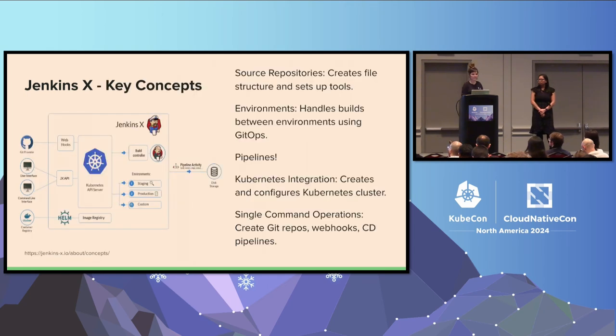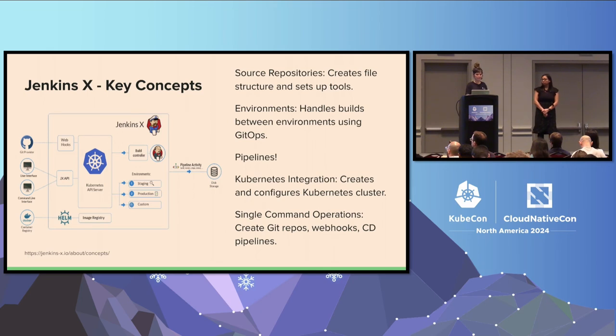How does this work? So, JenkinsX key concepts and a diagram. Source repositories, environments, pipelines. Source repositories are a Kubernetes custom resource which creates the file structure and sets up tools. Environments like your dev, staging, and prod are also a Kubernetes custom resource in JenkinsX where your application code lives. And we can't forget pipelines. JenkinsX creates pipelines, activities for jobs, and they are also, no surprise, a Kubernetes custom resource scoped to a namespace.